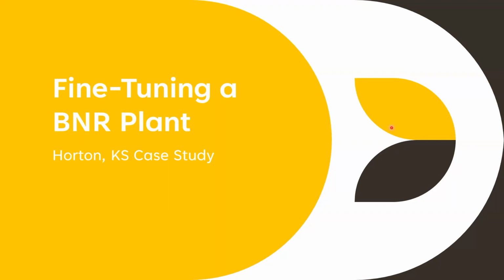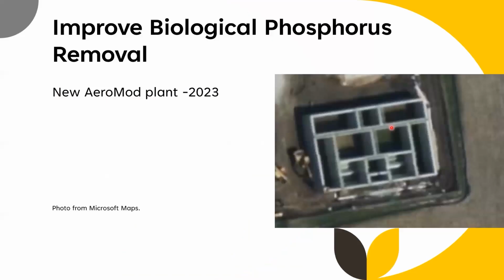Also talked a little bit about fine tuning a BNR plant. And I've been to many relatively new facilities that aren't quite performing as they'd hoped. The city of Horton has a new aeromod facility, and this is actually an under construction photo. They have anaerobic zones, these two basins here, and then the flow kind of splits out around.